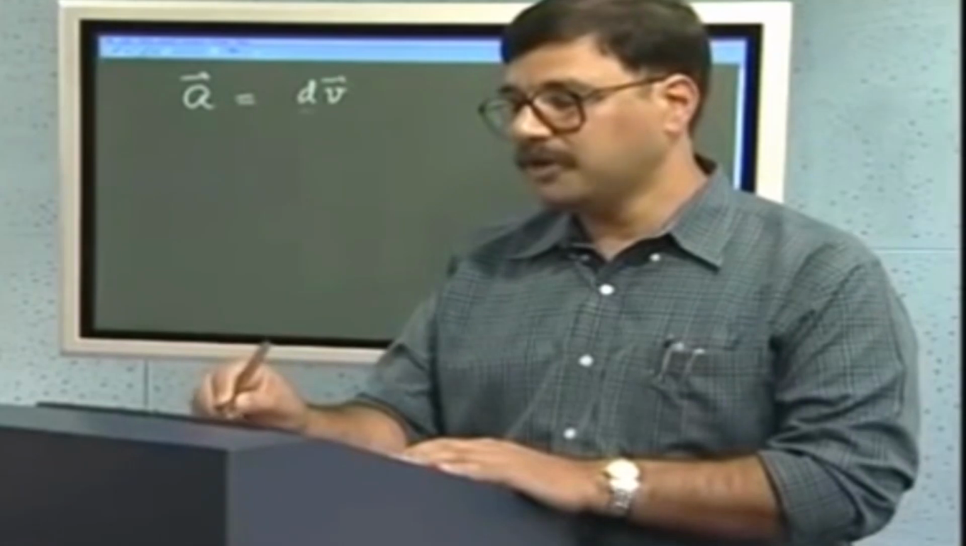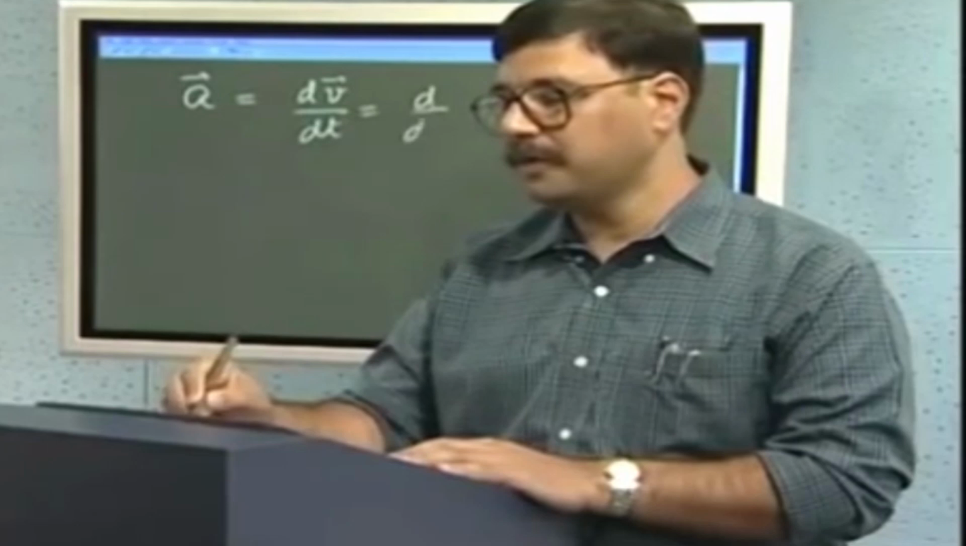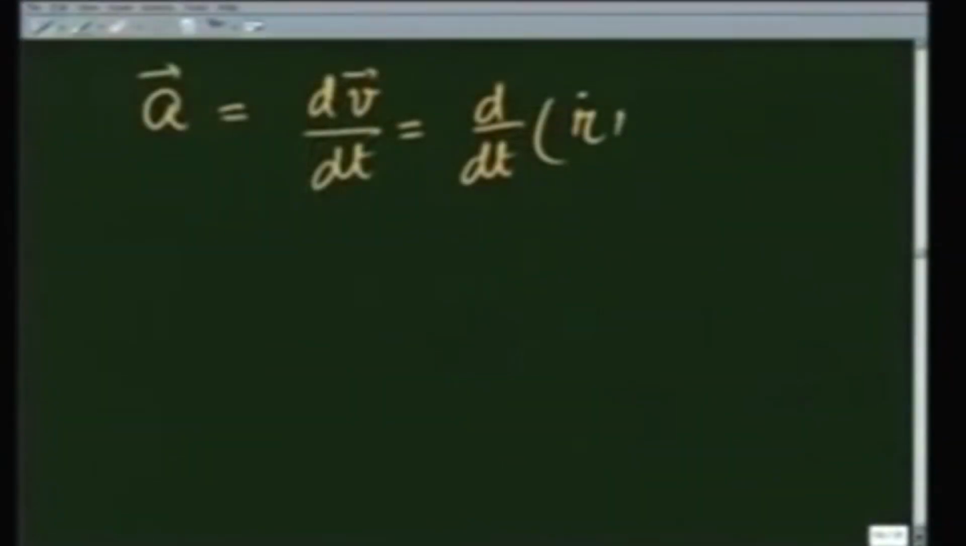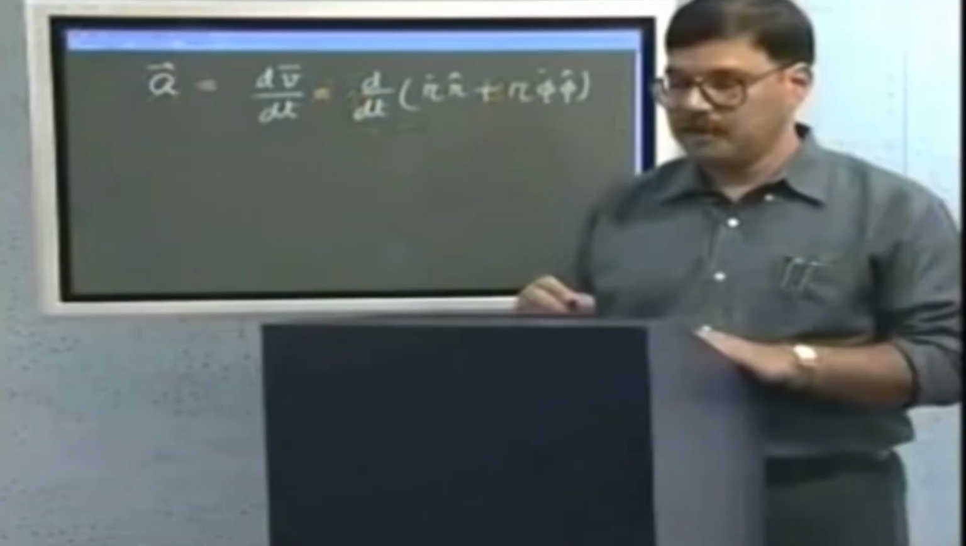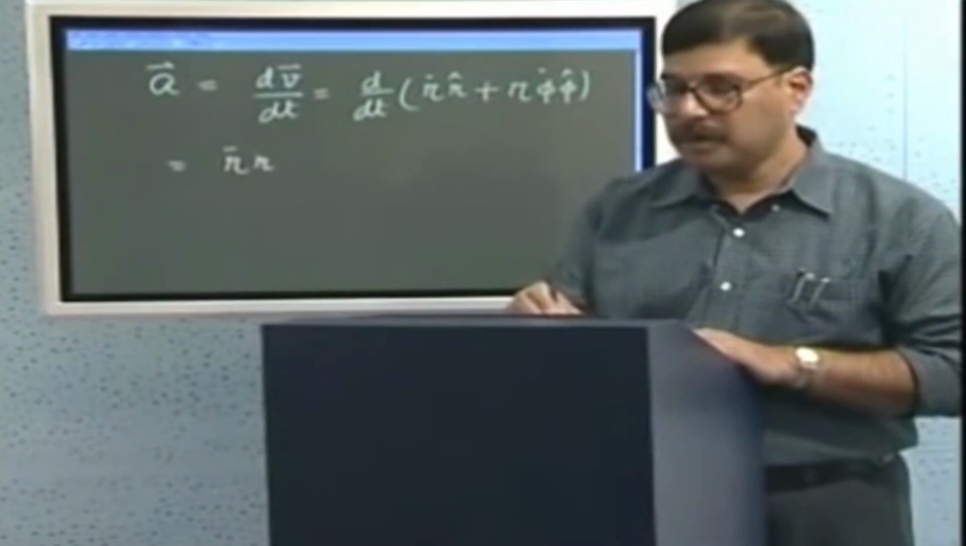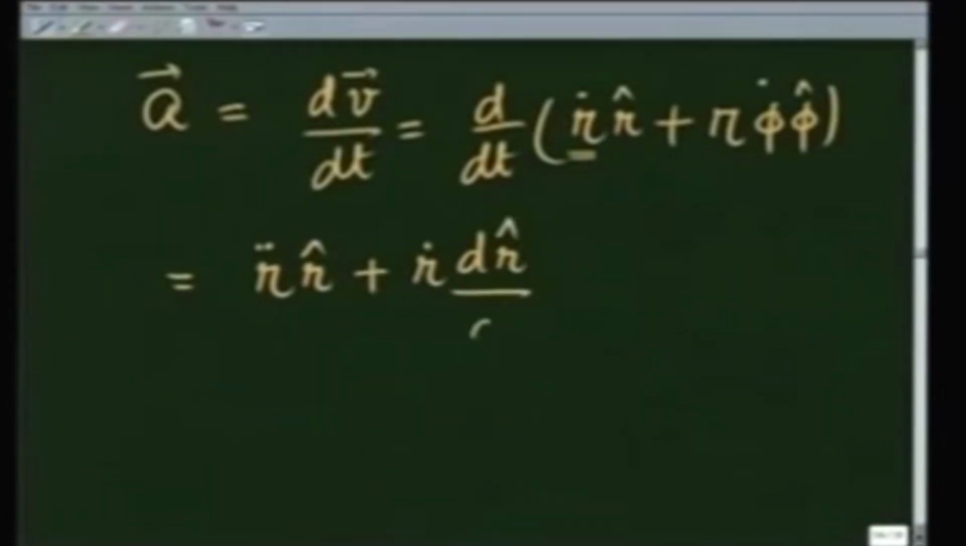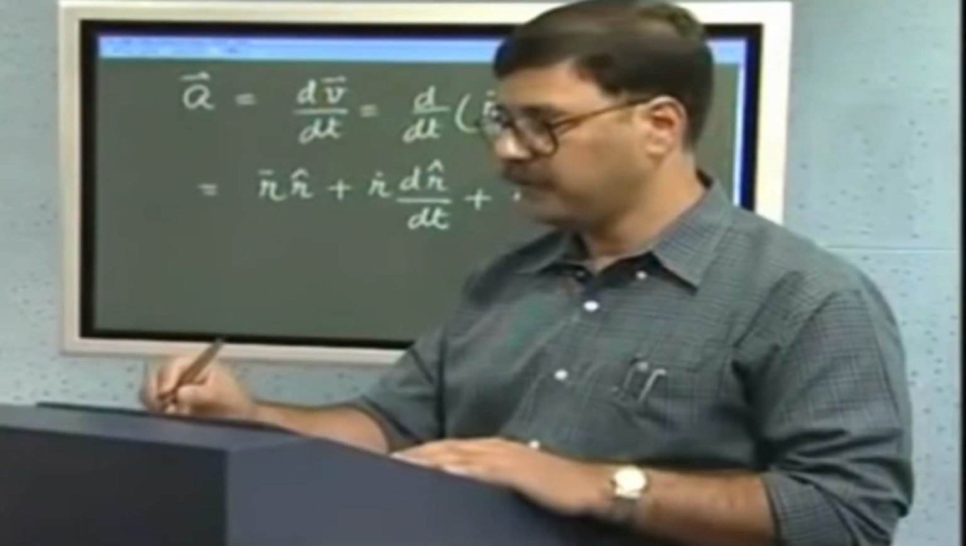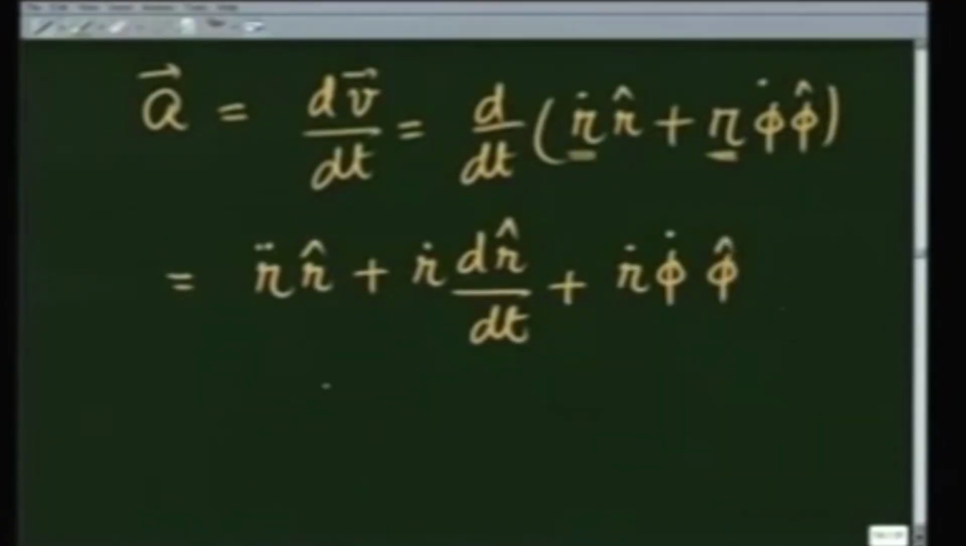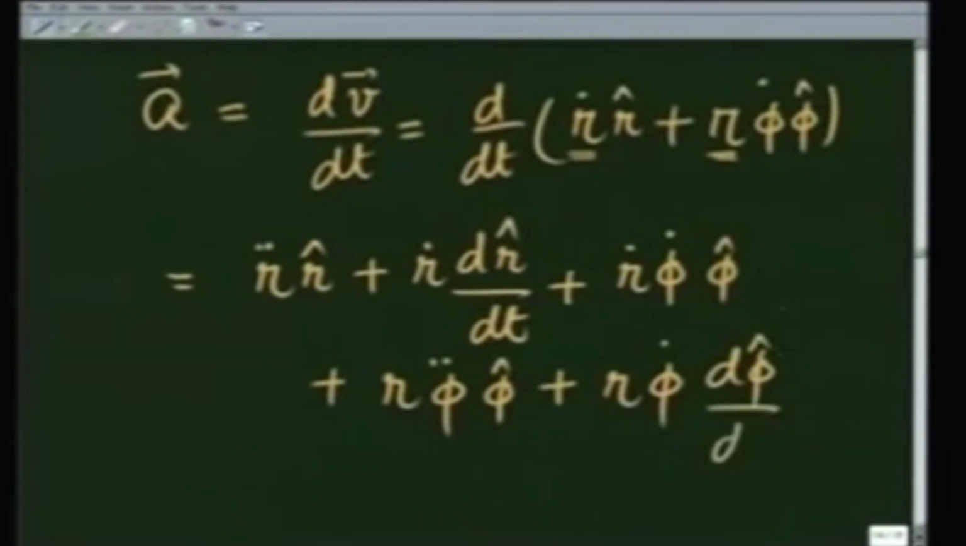To derive the acceleration, I just differentiate the velocity of the particle, dv/dt, and this is going to be equal to d/dt of the velocity in planar polar coordinates, r dot r plus r phi dot phi, which is equal to r double dot r, that is, I differentiated this term, plus r dot dr/dt plus r dot phi dot, I differentiated this term, phi unit vector, plus r phi double dot phi unit vector plus r phi dot d phi/dt. So, I have 1, 2, 3, 4 and 5 terms.